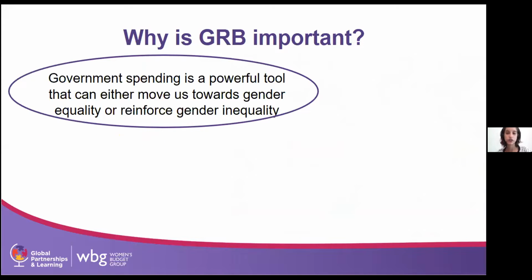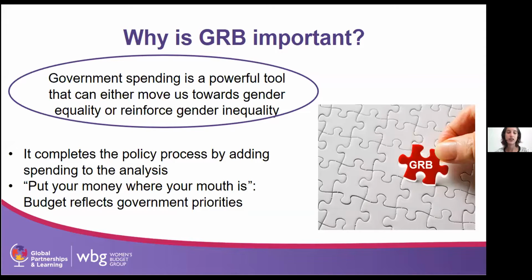Asking some questions such as, where does money come from? Where is it allocated? Does it benefit women? Does it benefit men? Does it advance gender equality? Asking those questions contributes to improving gender analysis. So this is based on this idea that government spending is a powerful tool. It's a powerful tool that can either move us towards gender equality or reinforce gender inequality.